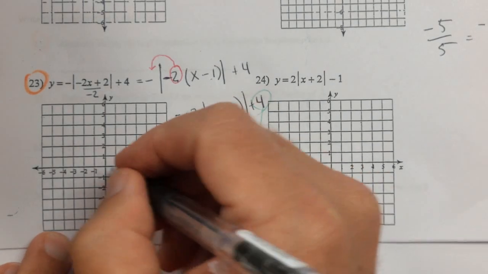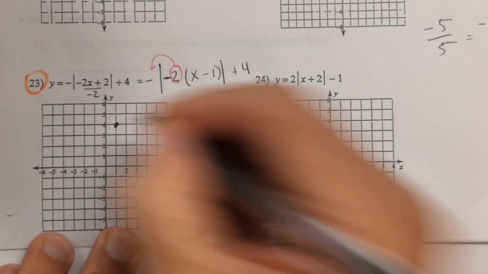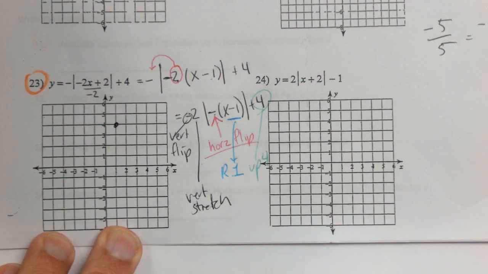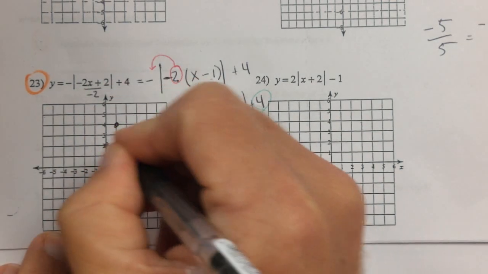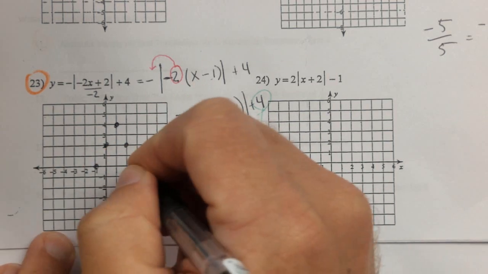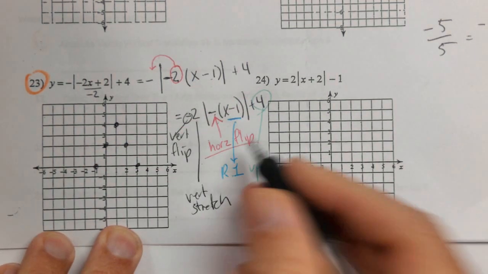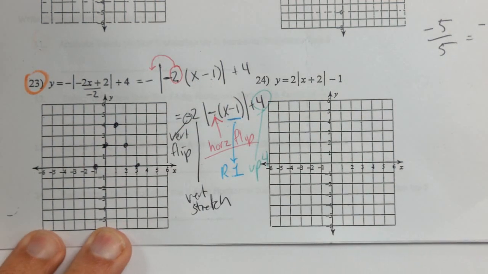So write 1 up for vertical stretch of 2 and flipped over. And I sort of ignored the horizontal flip, but we already talked about that. If you flip it that way, it doesn't matter.